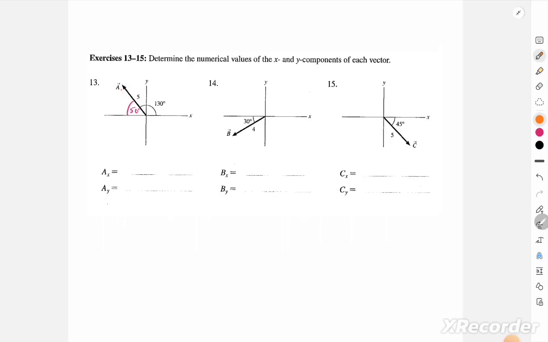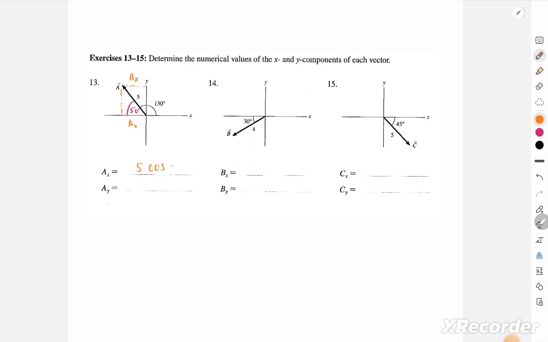we look at this line here. This is our AX, as well as this. So if we look at AX, we see that cosine of 50 is equal to AX divided by the hypotenuse, which is 5. And so that gives us AX equals 5 cosine 50.